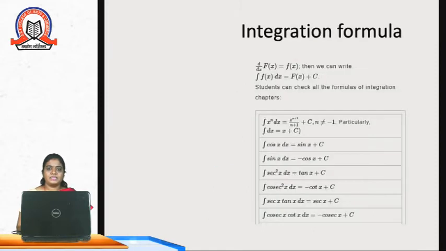The basic integration formula is d by dx of F(x) equal to f(x). Integration of f(x) dx equal to capital F(x) plus c. So these are the basic formulas you have studied in lower class.